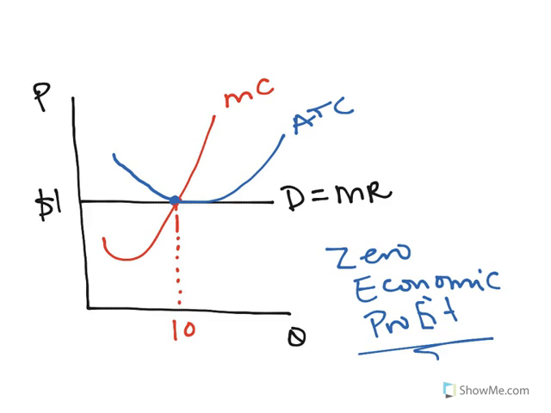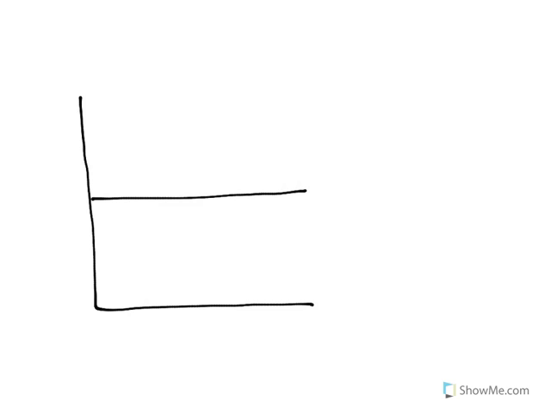In other words, each unit of output is costing us $1, and each unit of output is bringing us in marginal revenue of $1, which means we are breaking even. And of course, the last thing that can happen is that we can have negative economic profit. So if a firm is having negative economic profit, that means that the cost per unit is exceeding the price that they're able to charge.